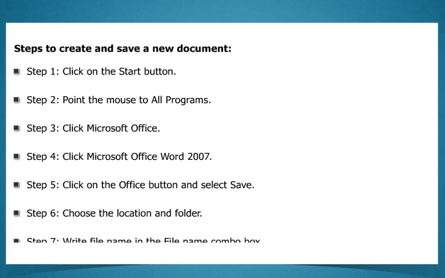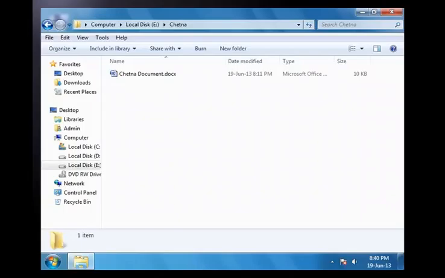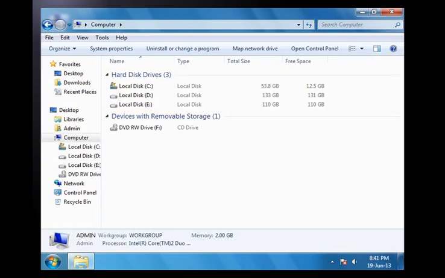Step 7. Write file name in the File Name combo box. Step 8. Select the type of document from the Save As Type drop-down list. Step 9. Click Save. So, now you are able to create a new document. You have created a document with name as Chetna document and saved it in Chetna folder under local disk E. You may be required to reopen the saved document for adding some more text or editing some part of it.